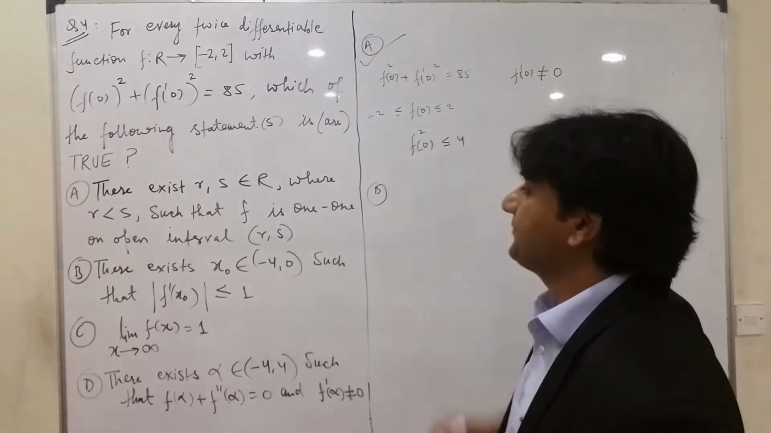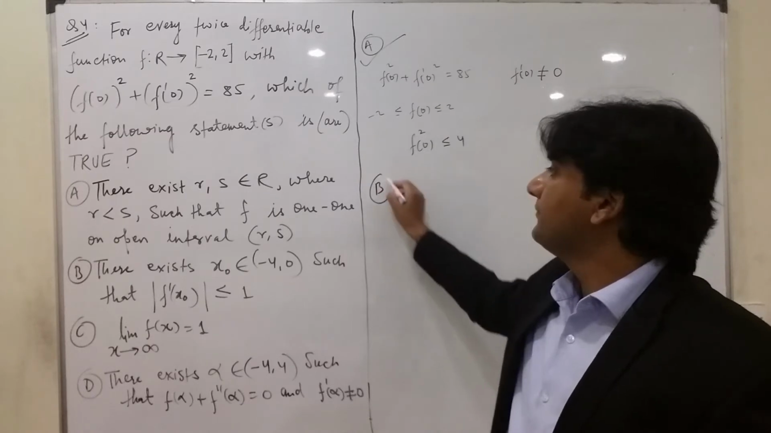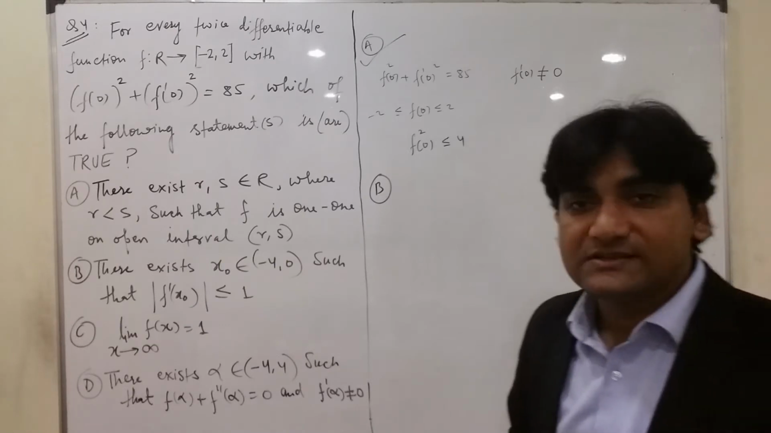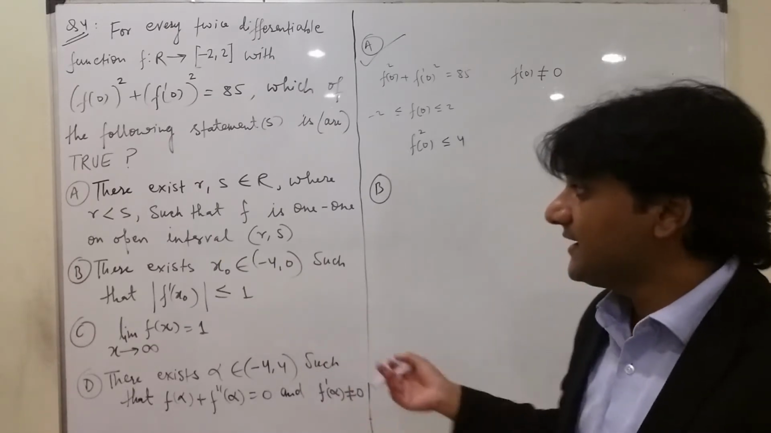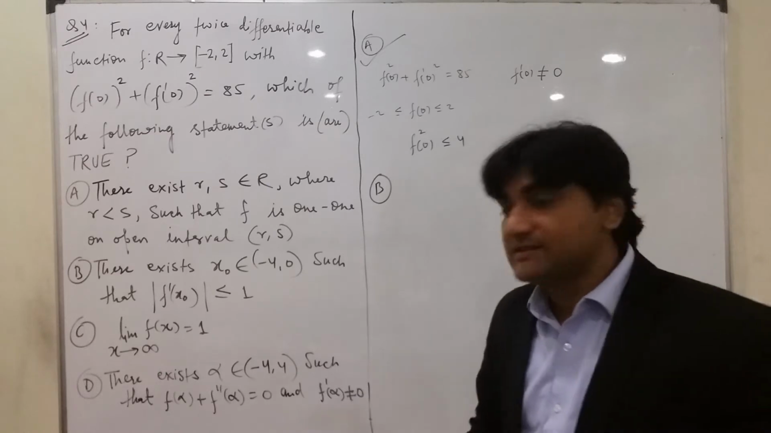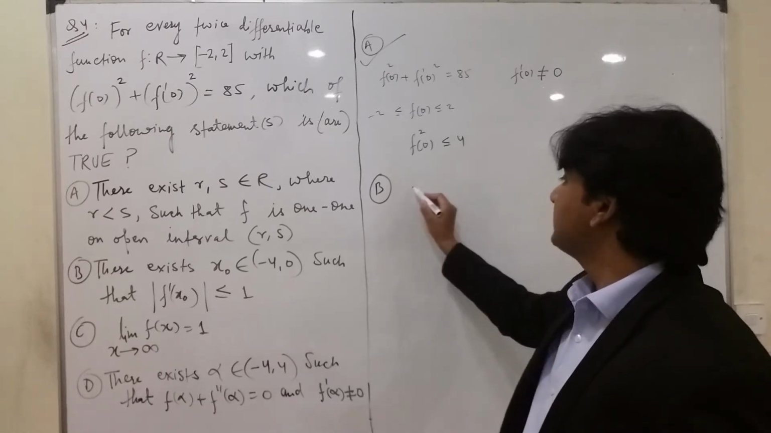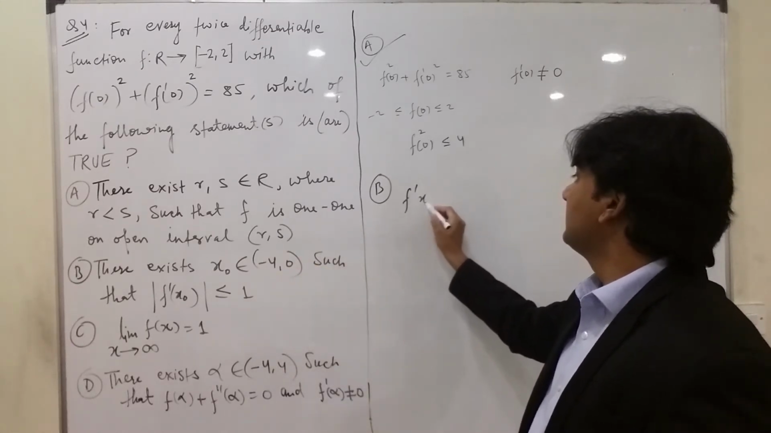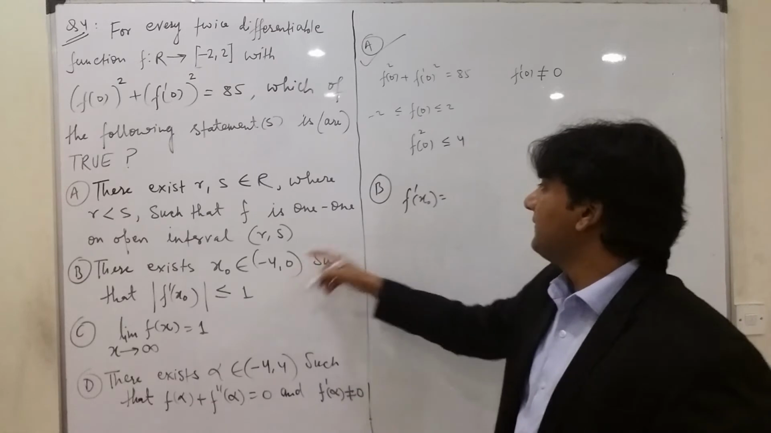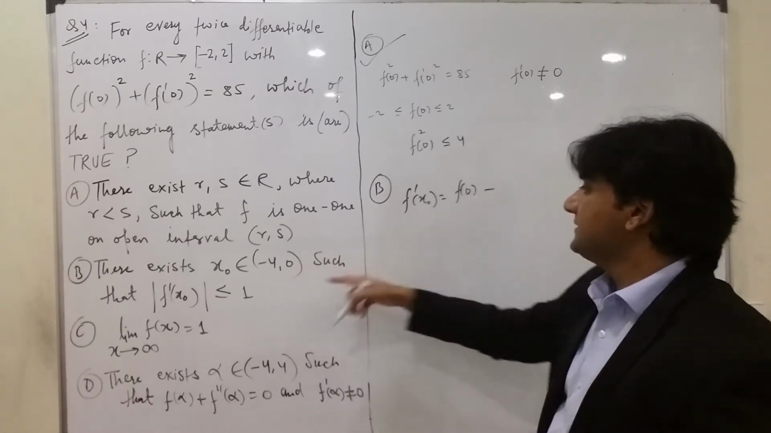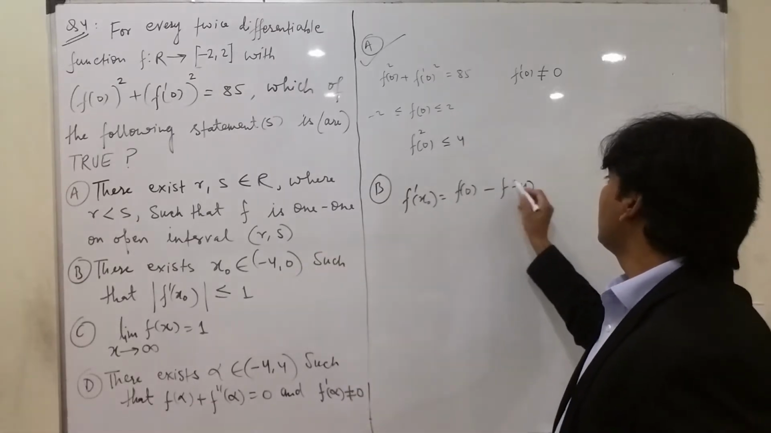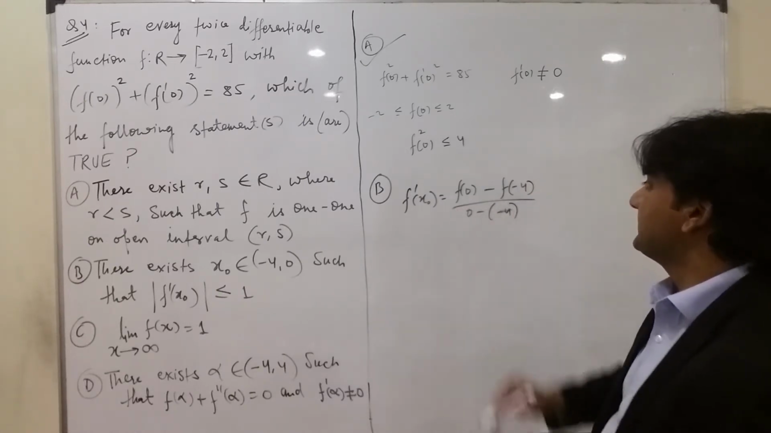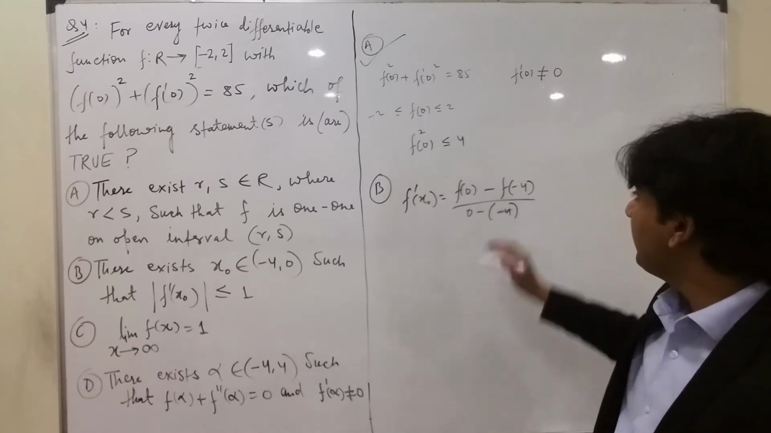So option A is right. Now option B. There exists x naught in -4 to 0 such that modulus of f dash x naught is less than or equal to 1. This is a direct application of LMVT, Lagrange's theorem. So x naught belongs to -4 to 0. So f dash x naught we can write as f of 0 minus f of -4 over 0 minus of -4. Now we have to think about this.